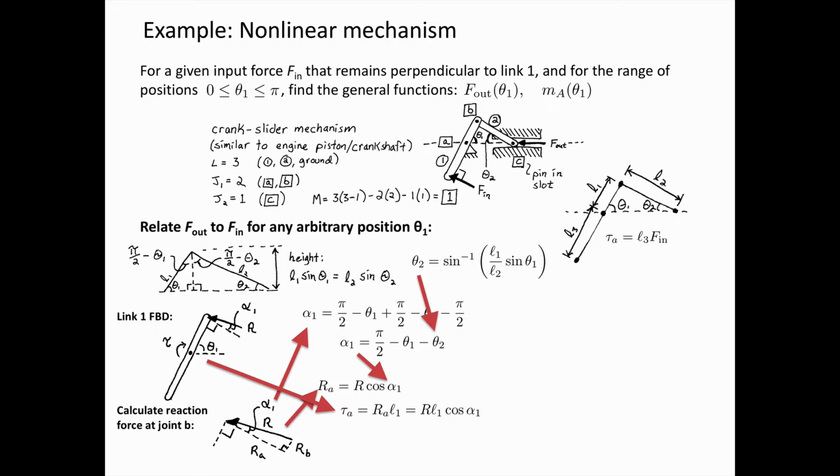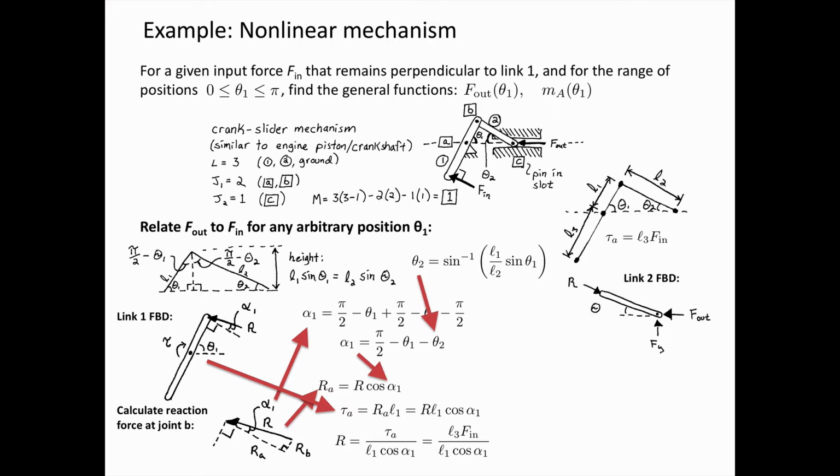Let's go back up to the diagram at the upper right and identify that we can define the torque at A also equal to L3 times the input force. With that known, we can define the reaction force R as a function of L3, which is known, the input force, which is known, L1 is known, and alpha 1. And alpha 1 can be put in terms of theta 1 and theta 2. We know theta 2 can be defined in terms of theta 1. So now we have a way of calculating what the reaction force is.